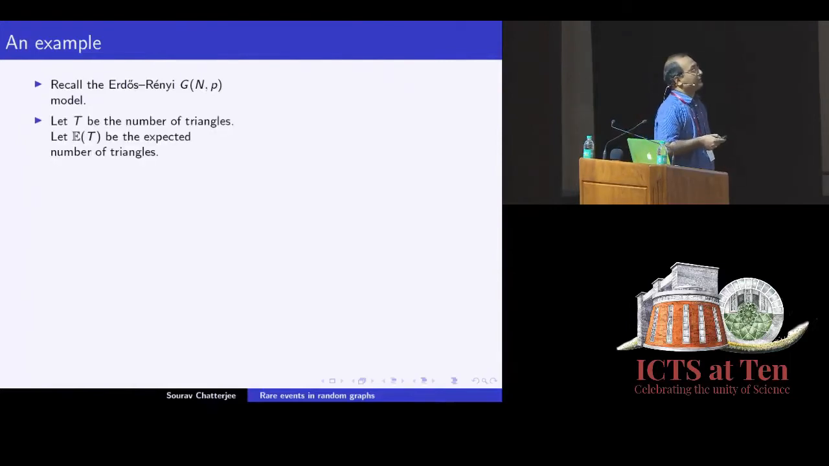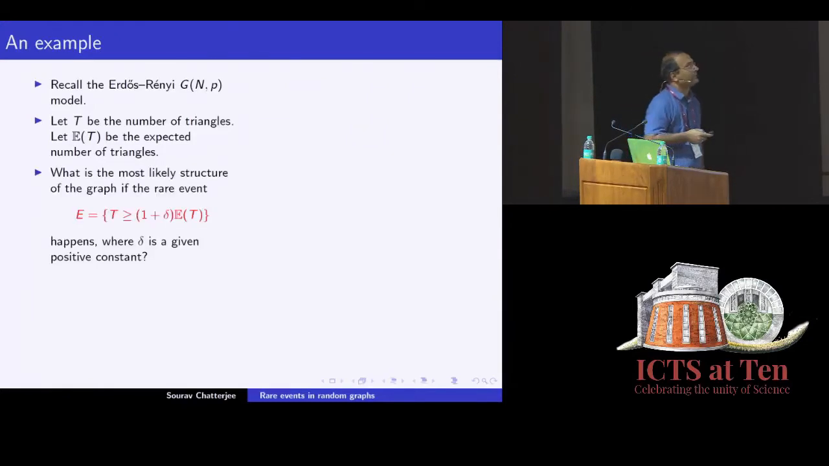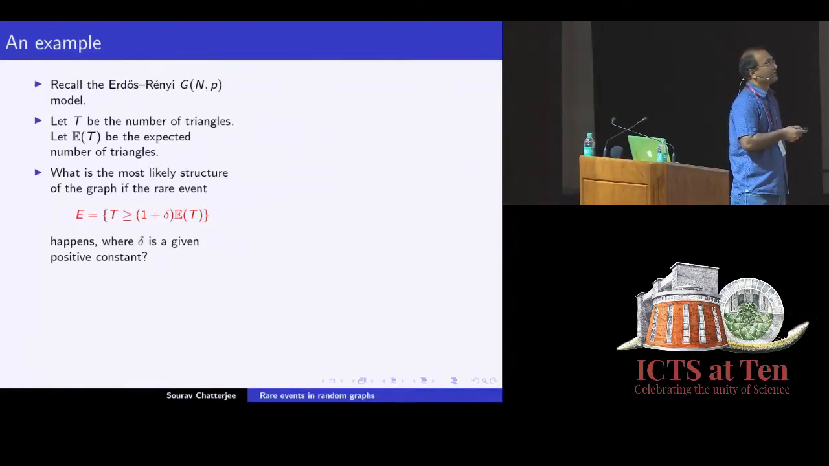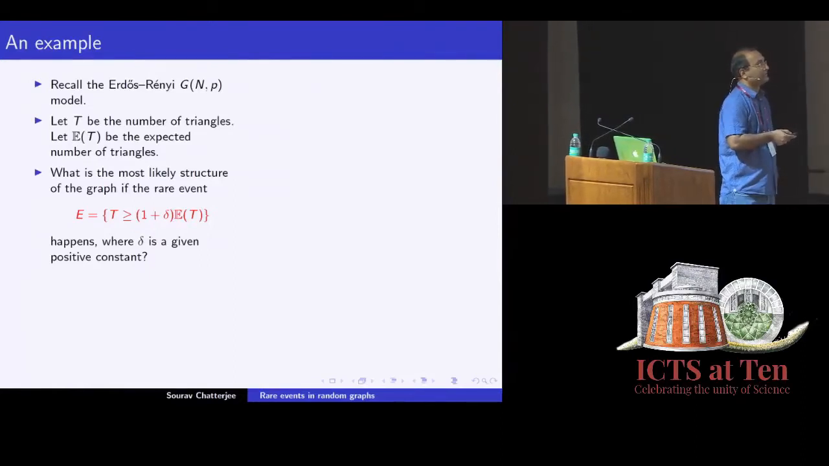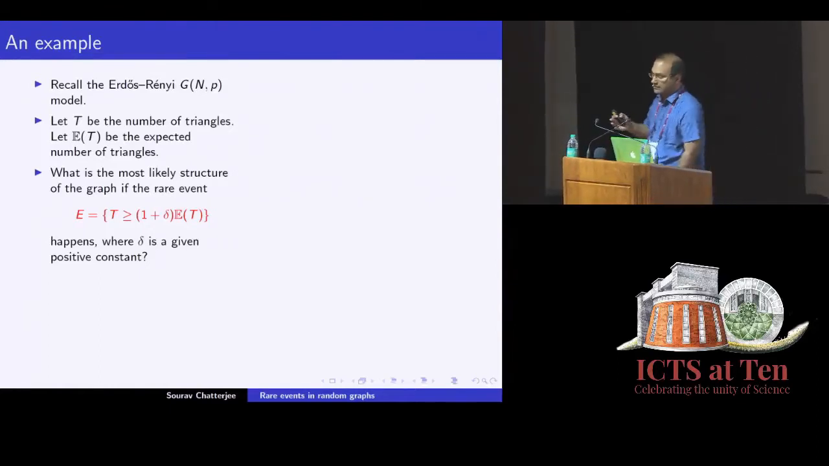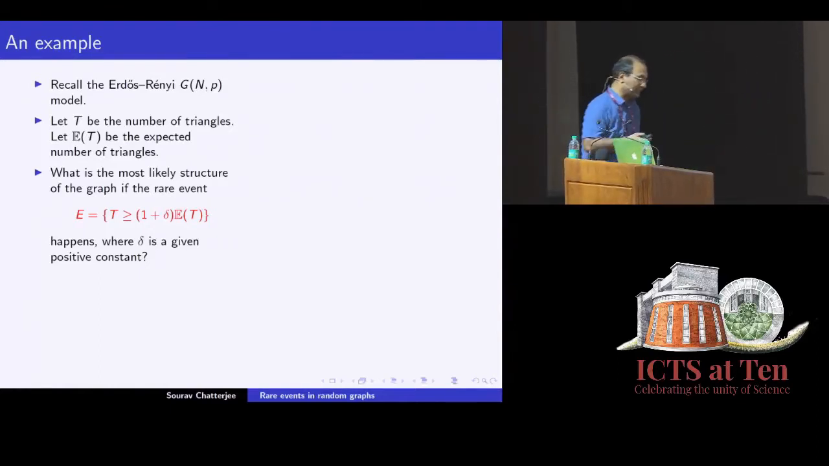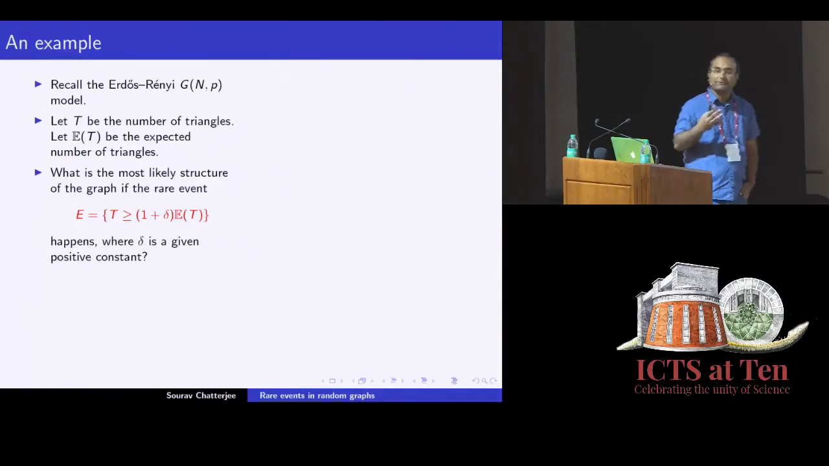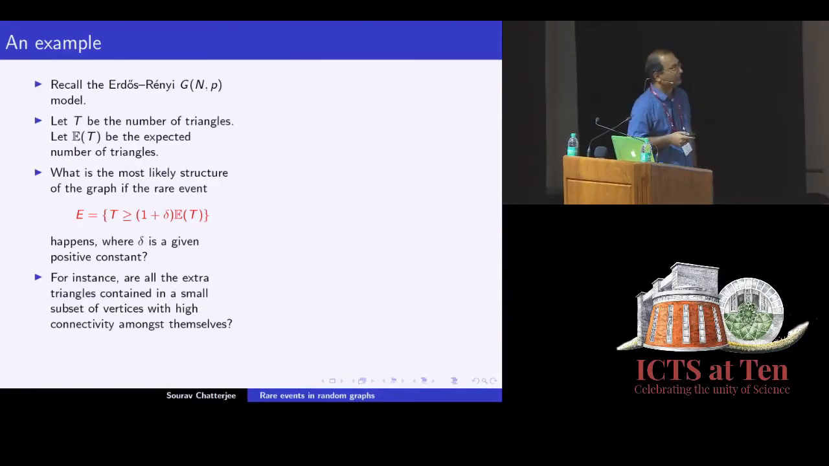Let T be the number of triangles. Let ET be the expected number of triangles. And then you ask, what is the most likely structure of the graph if this rare event occurs, which is that the number of triangles is at least 1 plus delta times the expected number, where delta is some positive constant. So let's say the number of triangles is 2 times the expected number of triangles, or 1.5 times. What does the graph look like given that this rare event has happened?